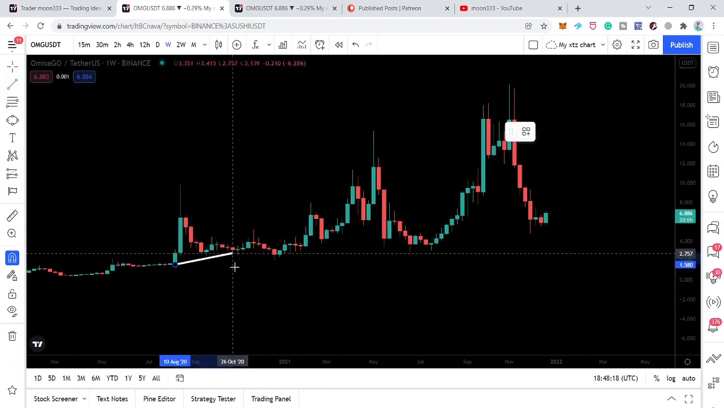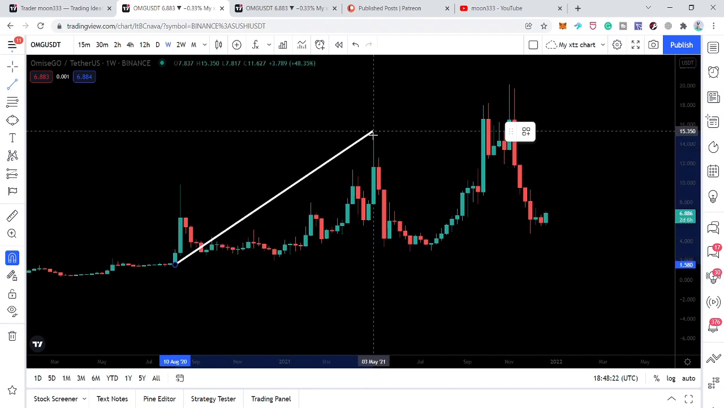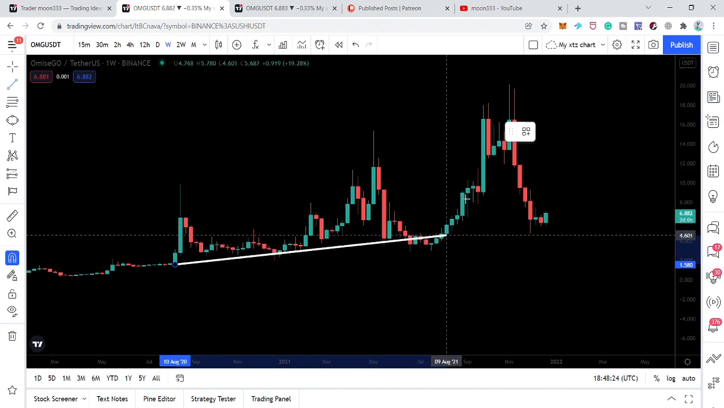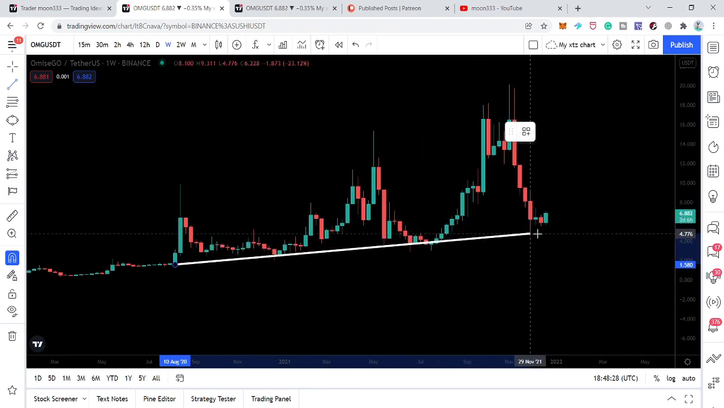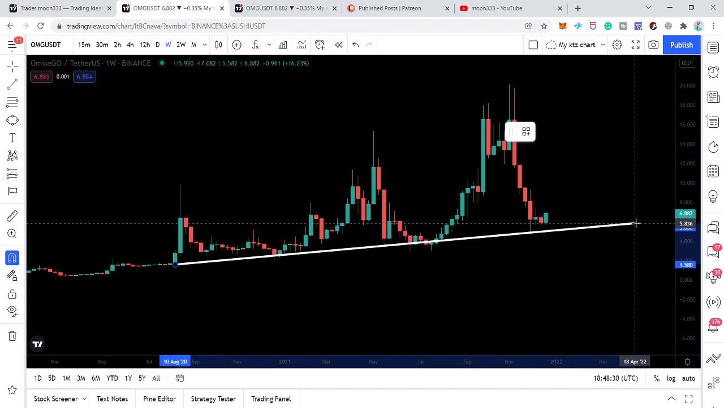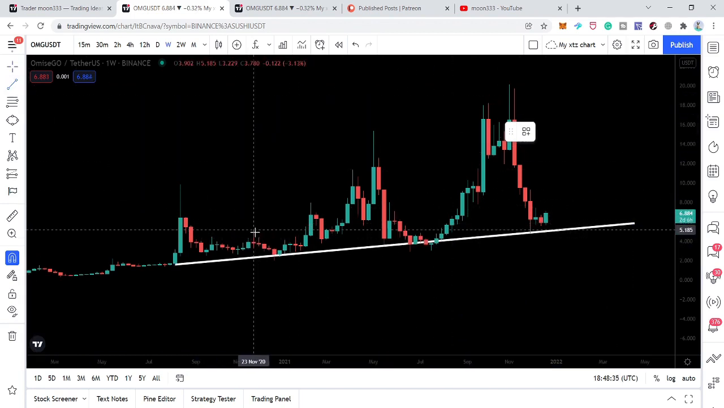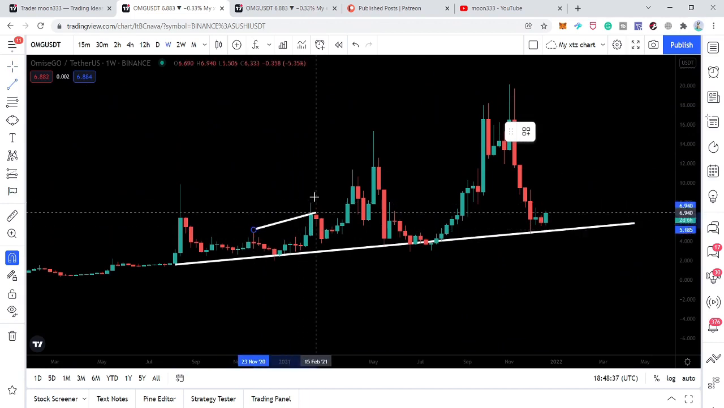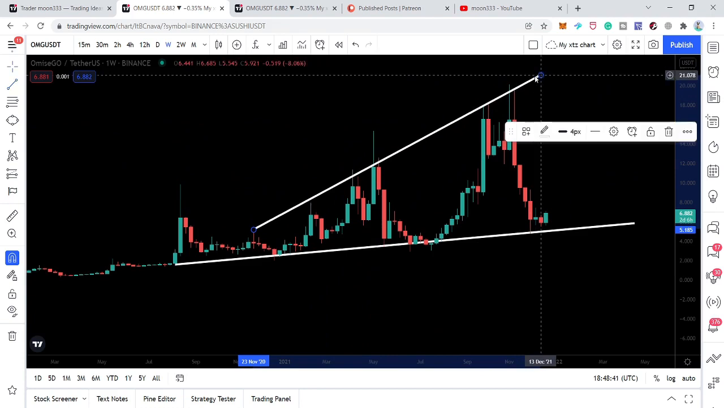I'm just going to connect all these bounces. We had another bounce here, and we had another nice rally. We had another bounce, another nice rally, and now currently we had another bounce. And I've connected all these bounces, and we also had some rejections, and I'm just going to connect all these rejections as well, like this one, this one, with the most recent rejections which we had here.